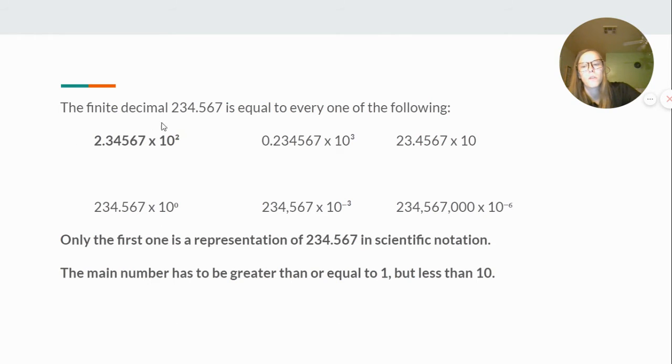So this first one is the only one in scientific notation because its number is less than 10, but greater than or equal to 1.